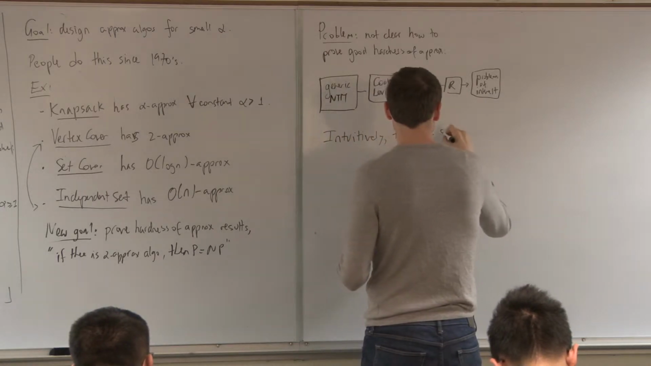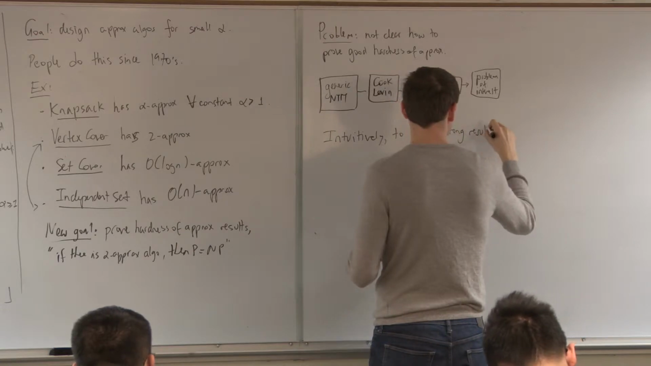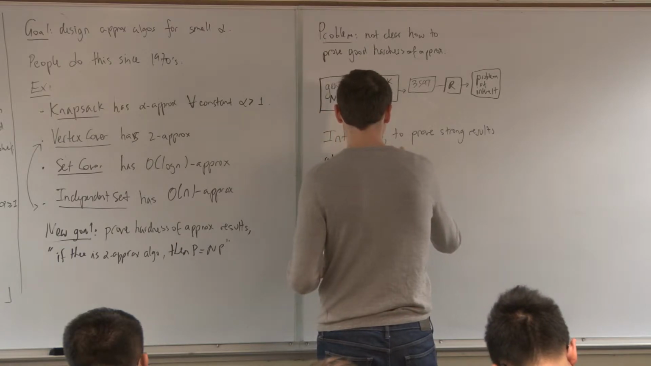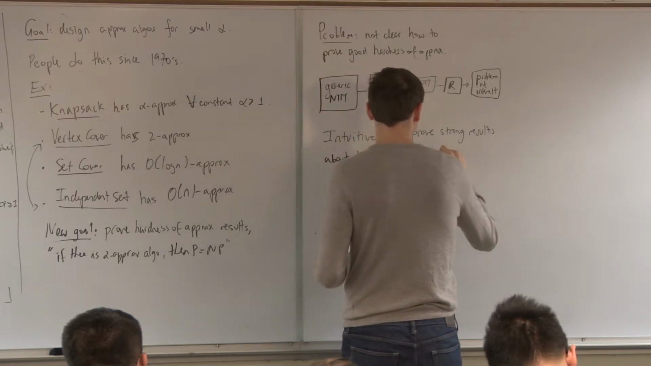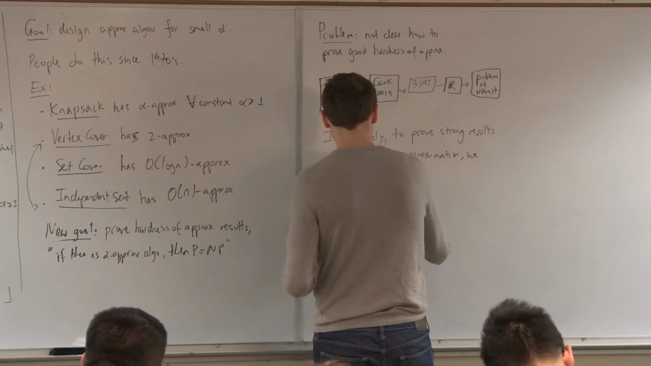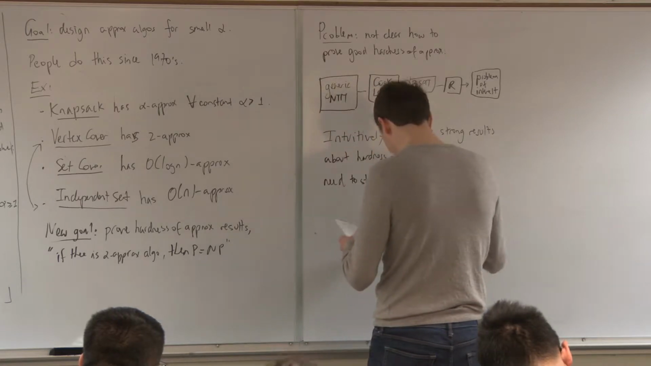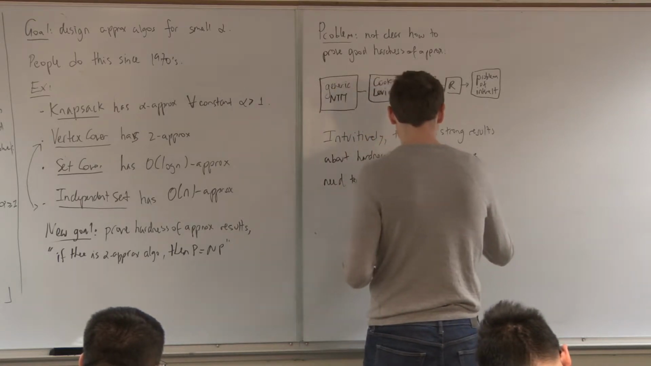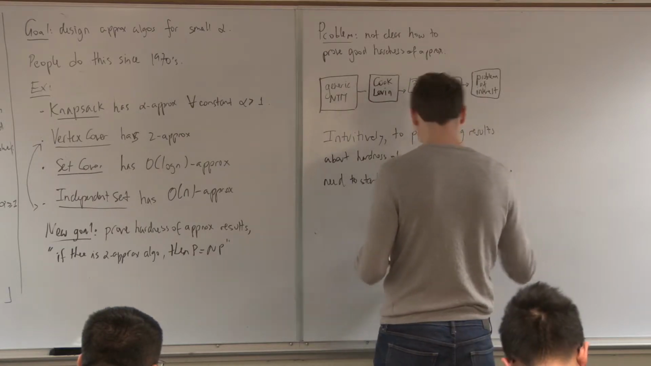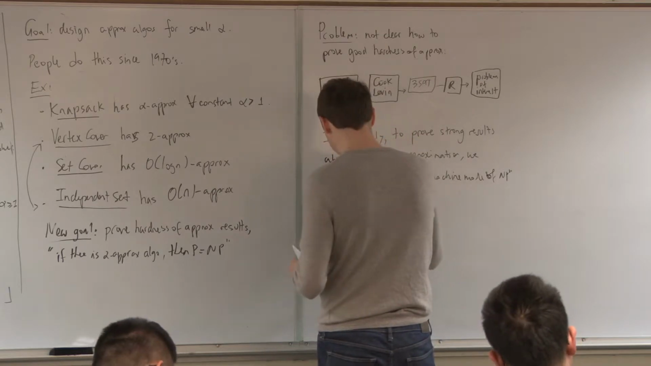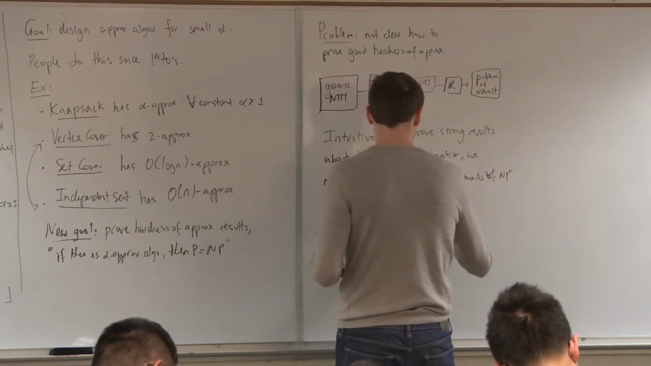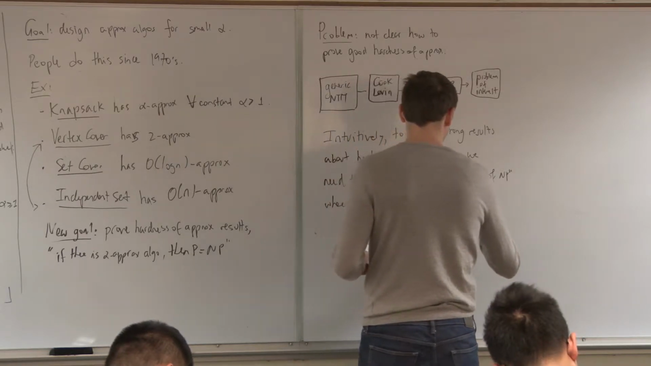To prove strong results about hardness of approximation, we need to start from a machine model of NP where accepting computations are far from rejecting ones.